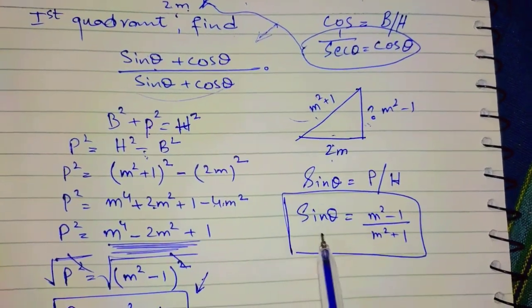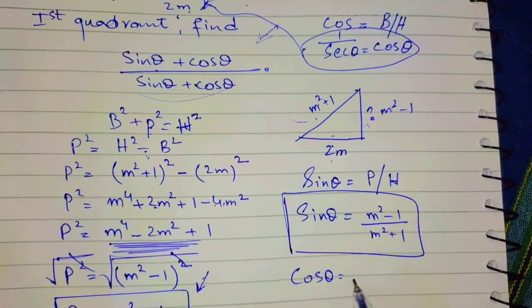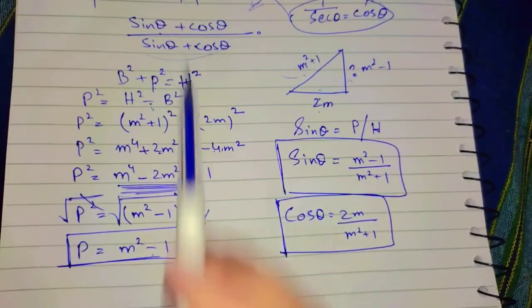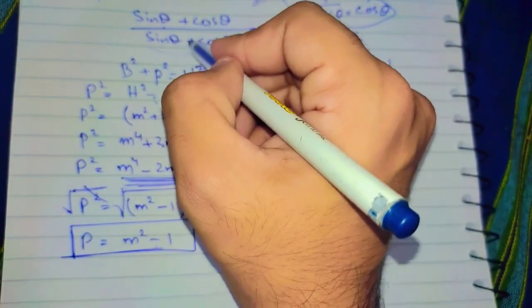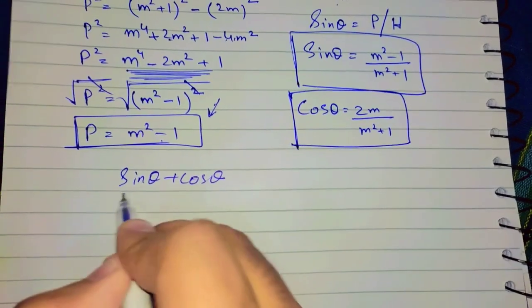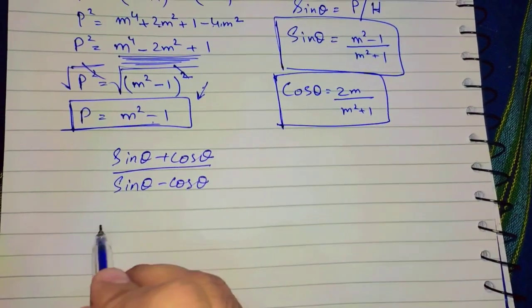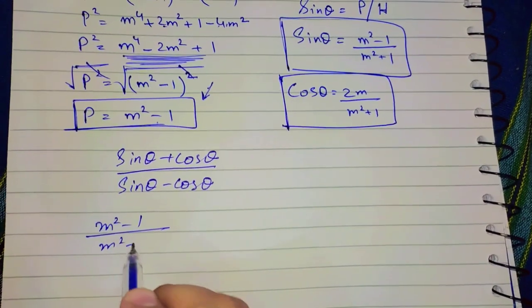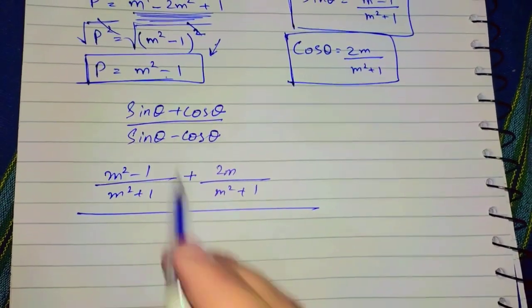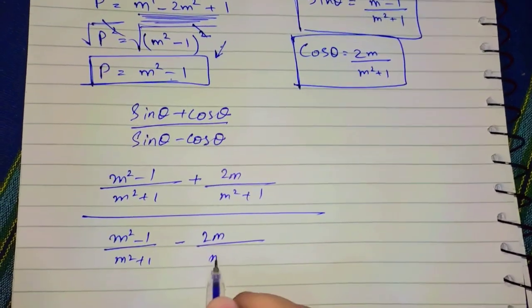Now use the sine and cos values in that equation to get the result. We know that cos theta equals 2m divided by m square plus 1. Now we have to use this equation: sine plus cos, divided by sine minus cos. Put the values of sine and cos in that equation. Sine theta equals (m square minus 1) divided by (m square plus 1), plus cos theta equals 2m divided by (m square plus 1), all divided by the same with the negative sign: (m square minus 1) over (m square plus 1) minus 2m over (m square plus 1).